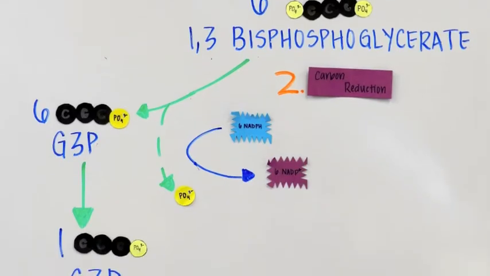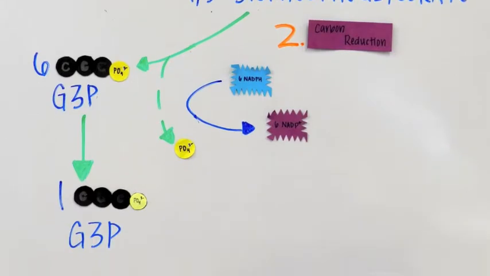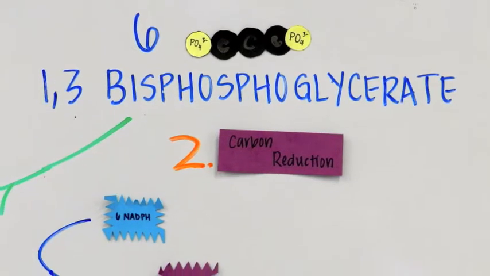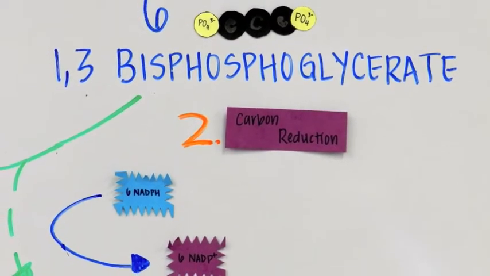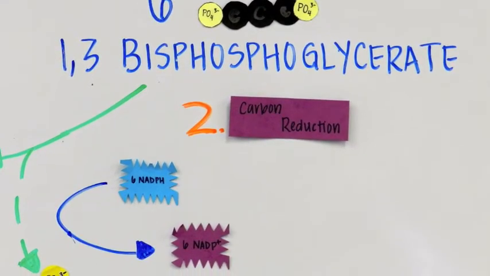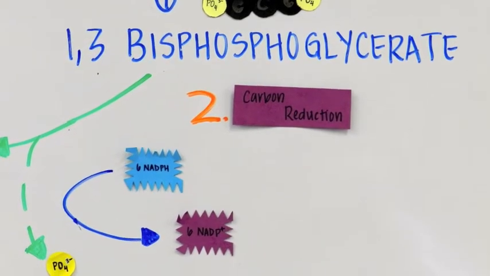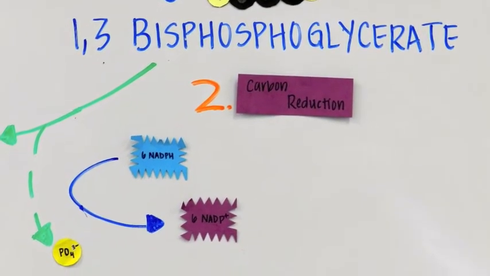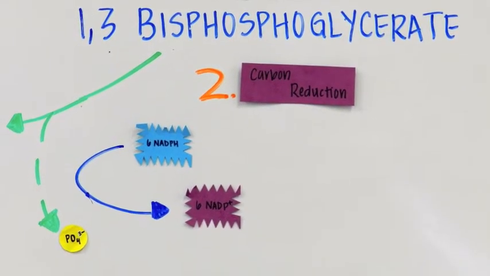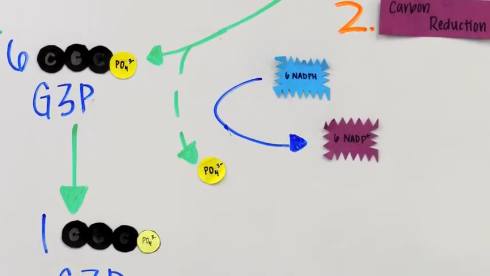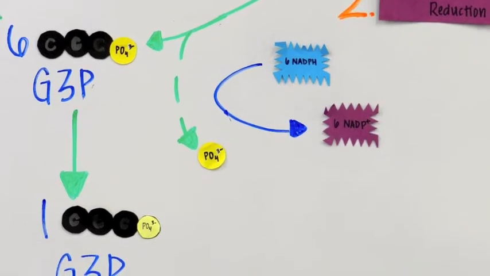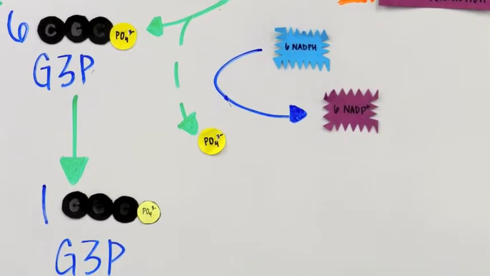The next phase of the cycle is called carbon reduction. We start off with the 3-carbon molecule 1,3-bisphosphoglycerate. First, it is reduced by NADPH, which is converted into NADP+. Then a phosphate group is removed. The final product of this step is a 3-carbon molecule called glyceraldehyde 3-phosphate, or G3P.